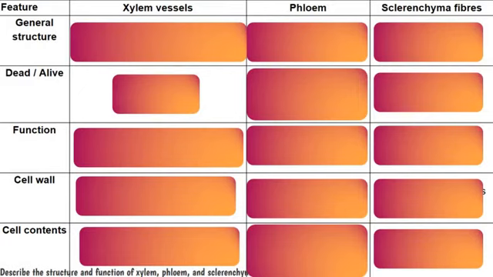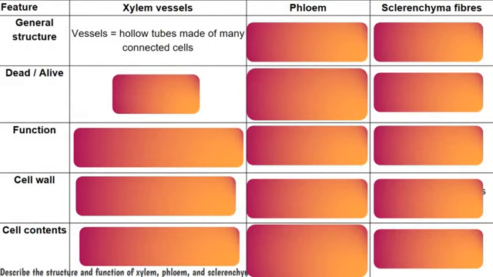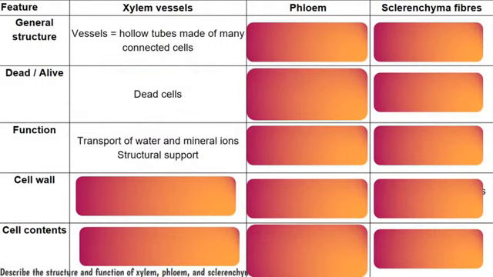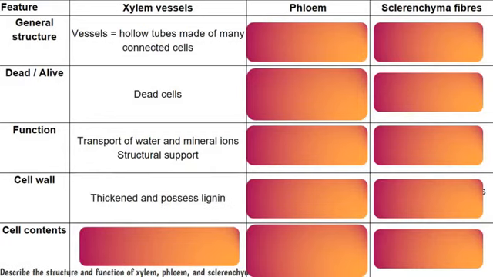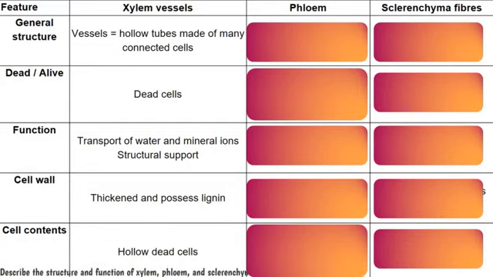Let's start with general structure. As we said, xylem are hollow tubes made of many connected cells. We know that they're dead, that they transport water and a bit of mineral ions, and they're useful for a little bit of support because of that lignin in their cell wall. And inside they are hollow because they are just dead cells.